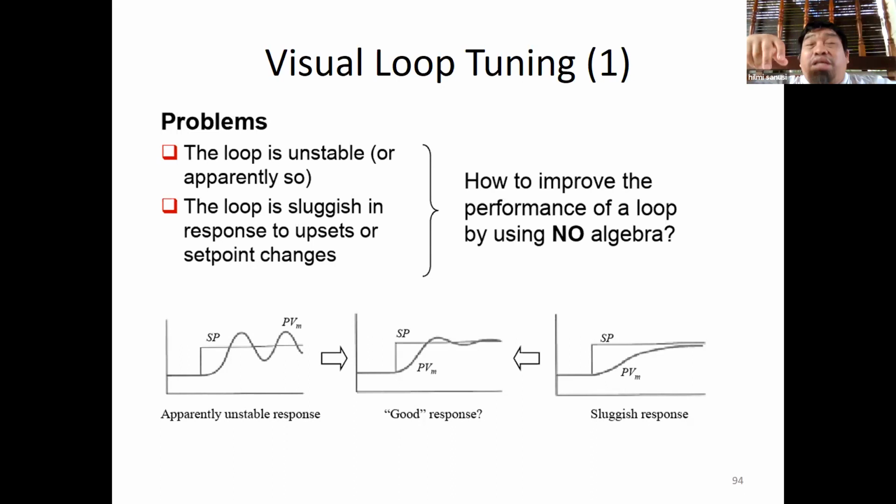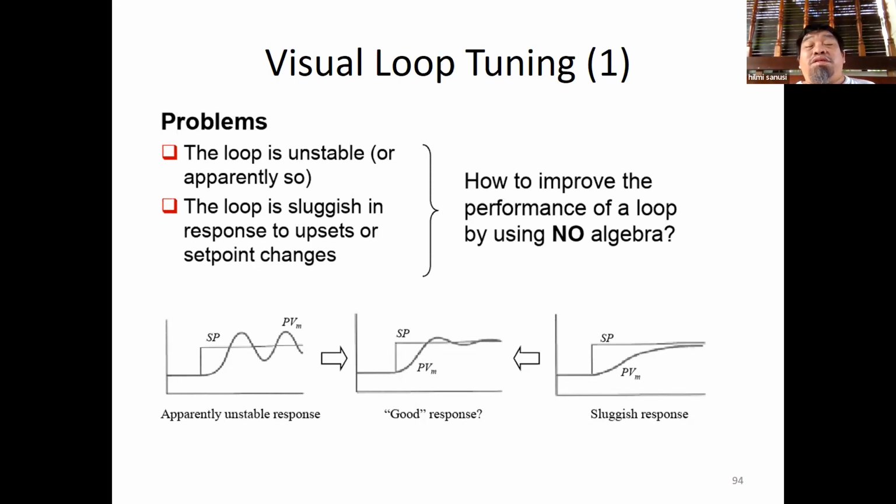Lepas pada tu yang penting sekali is visual tuning. So you dah tengok Cohen-Coon, you dah tengok Ziegler-Nichols first method, second method. Selalu orang guna second method sebab dia closed loop. Sometimes orang yang malas dia akan gunakan first method, sebab first method is easy, you have the step response.